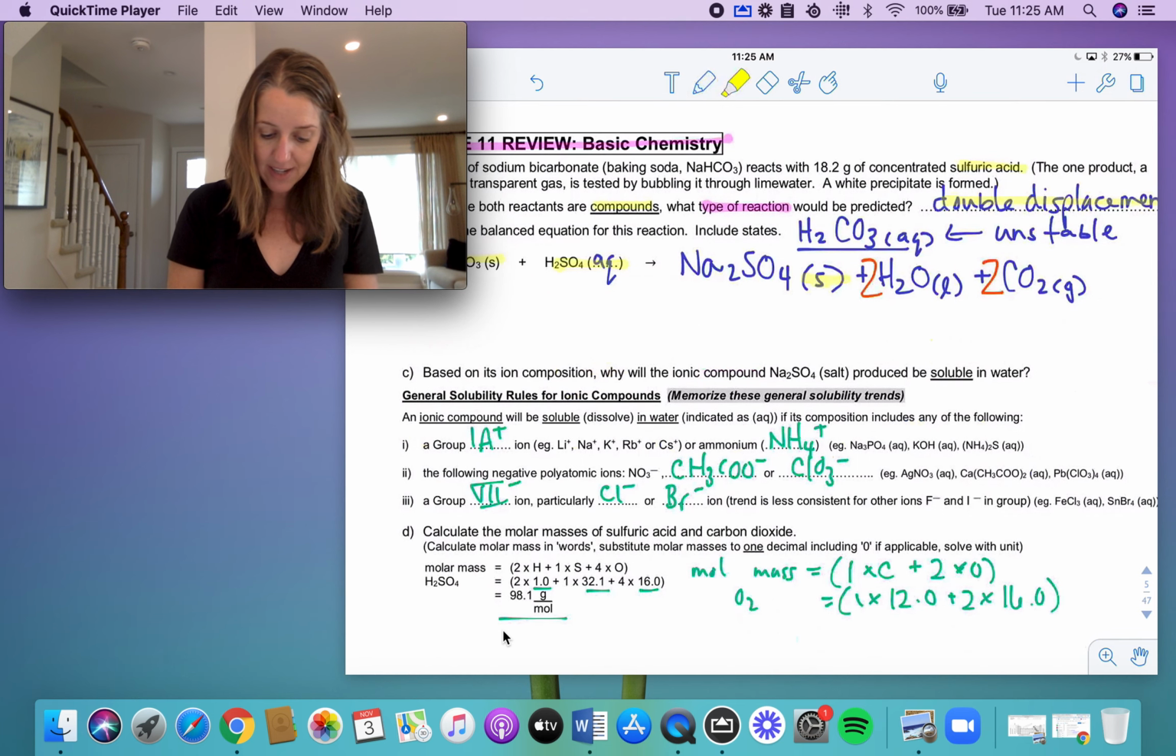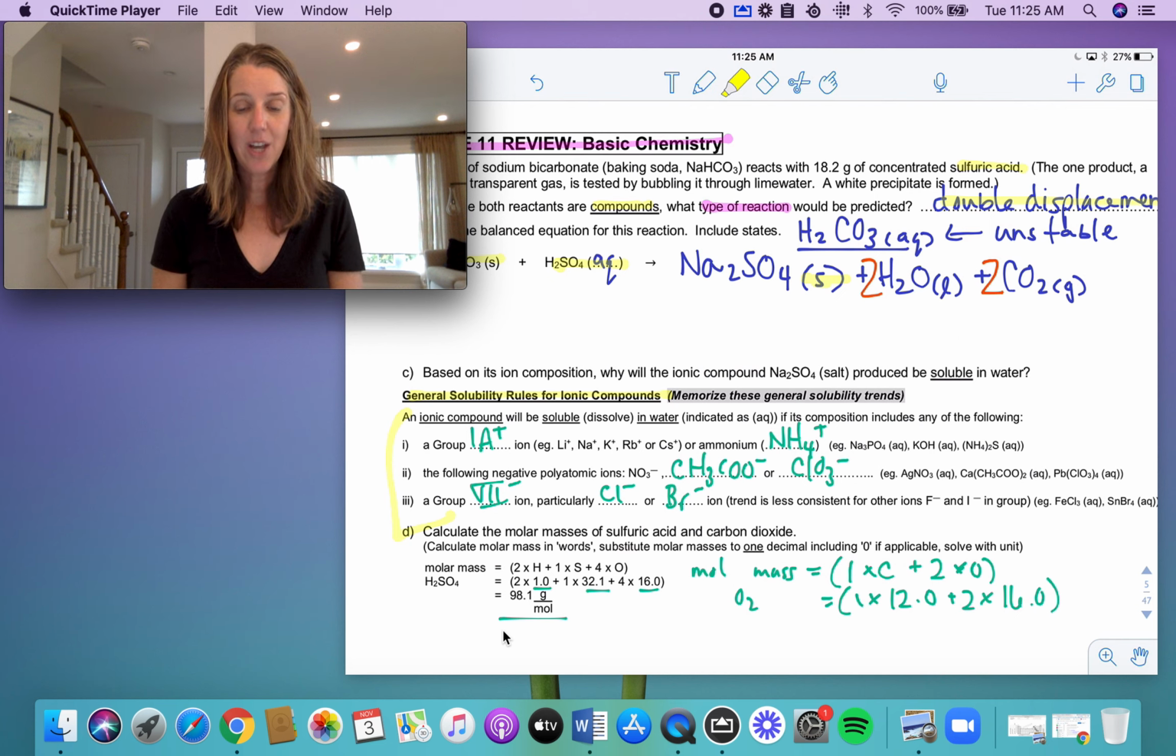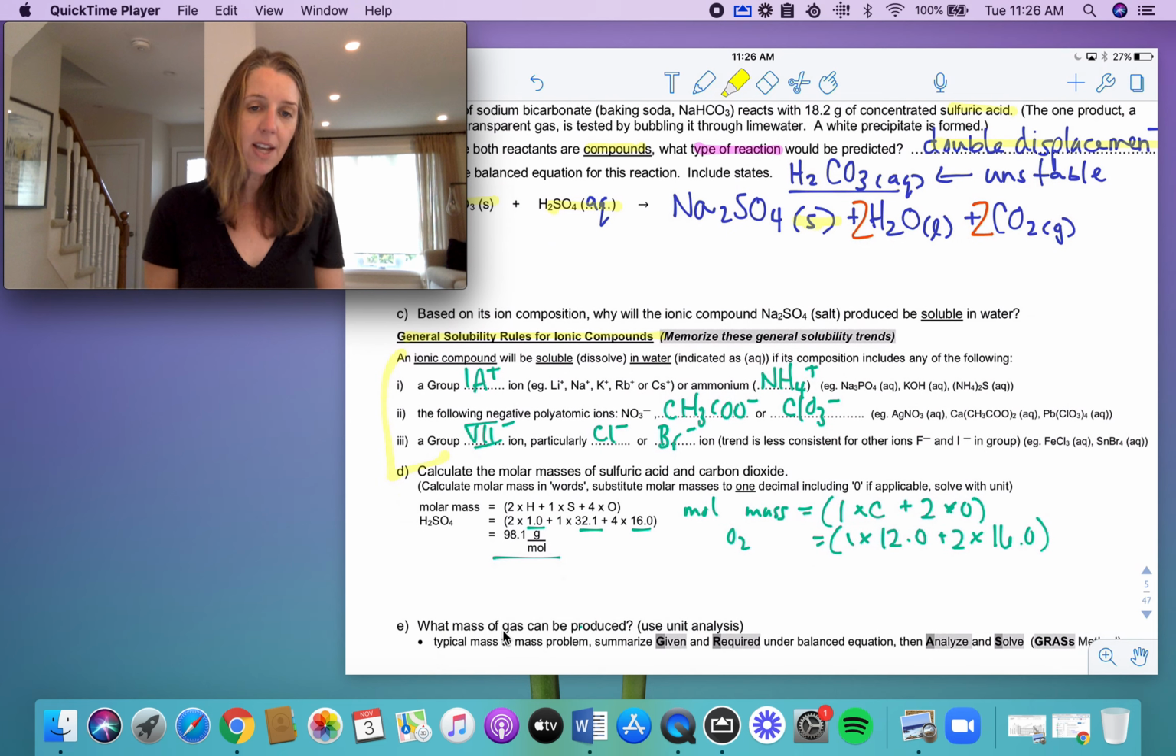You're going to memorize this list right here, which is our general solubility rules. We added it to the periodic table, but here's where it is again. You see, important concepts come up over and over and over again. Your general solubility rules is one of those important concepts. Okay, the next thing we need to do is be able to calculate molar mass, okay?